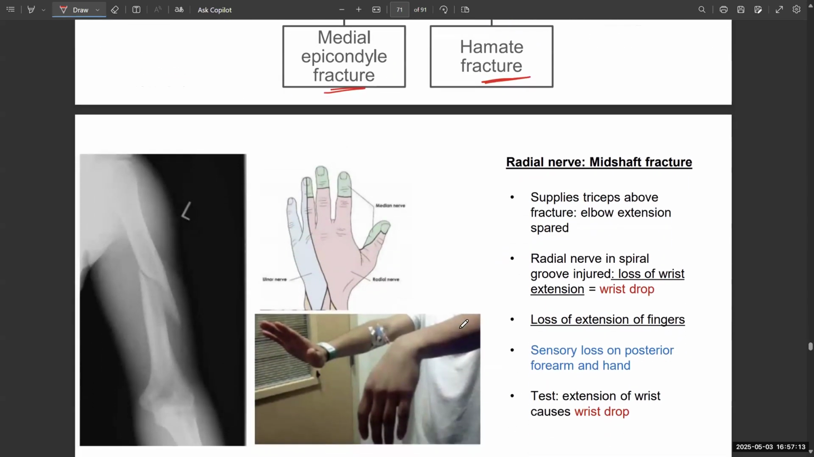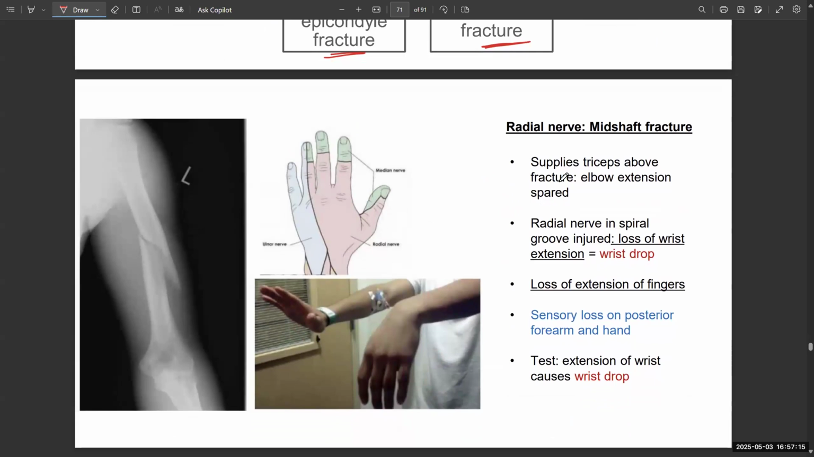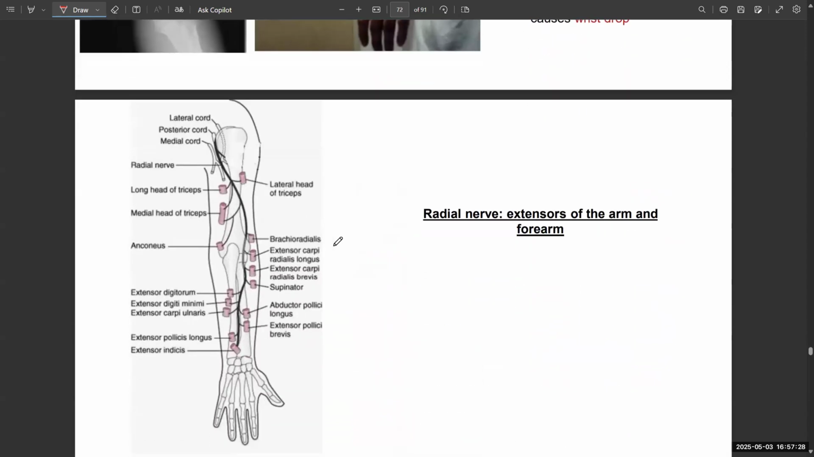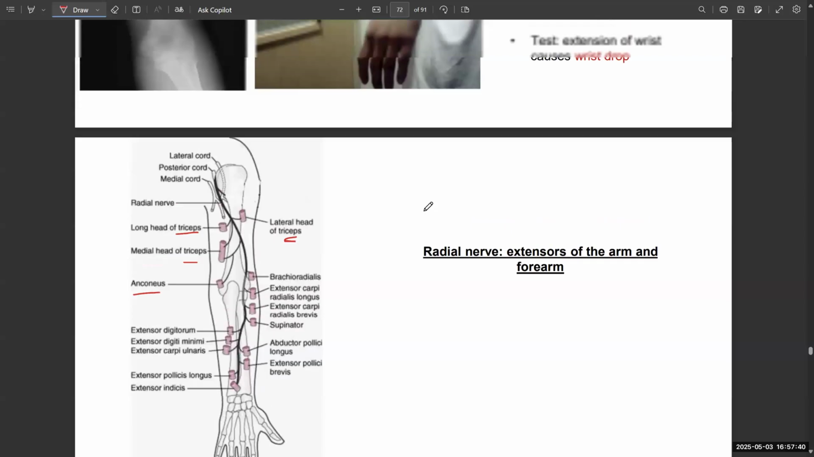Moving on. Radial nerve midshaft fracture. So you have the humerus, and then you cut it from the middle. That's a fracture. That is going to cause the radial nerve to be damaged. Now, recall that the radial nerve supplies the extensors of the arm and the forearm. Of the arm, you have the triceps, and you also have the anconeus. So it supplies those two muscles.